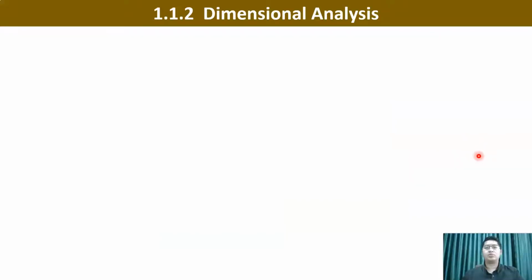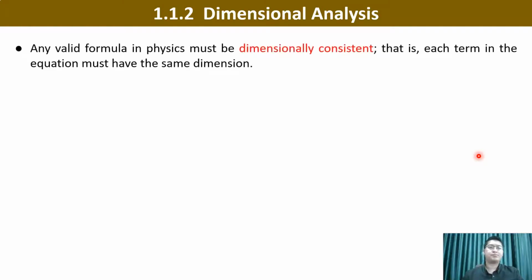Now we move to the next topic, dimensional analysis. Any valid formula in physics must be dimensionally consistent. That is, each term in the equation must have the same dimension. It means that the dimension on the left-hand side of the equation must be similar to the dimension of the right-hand side of the equation.